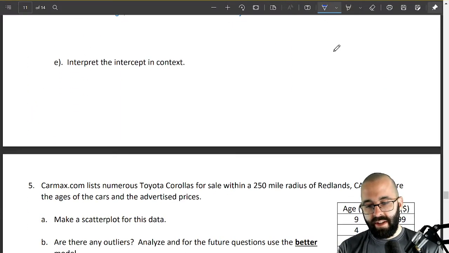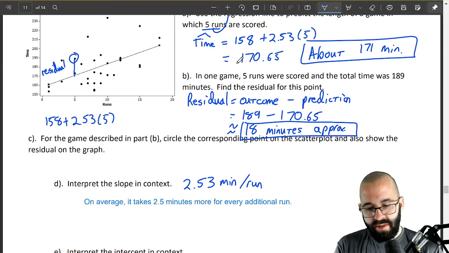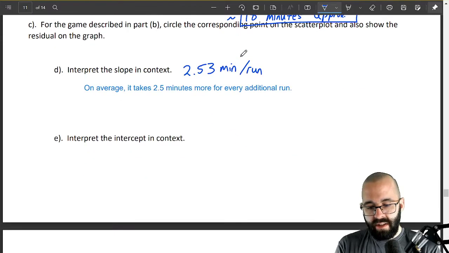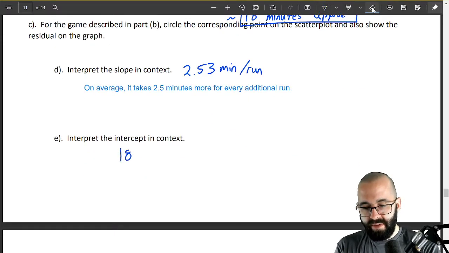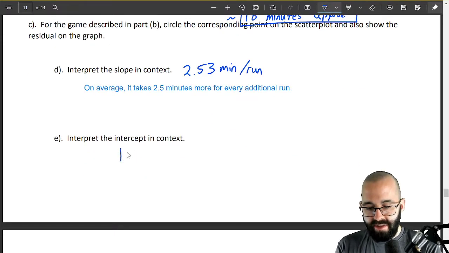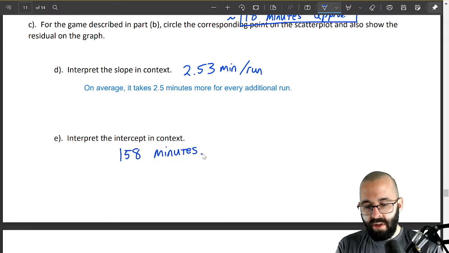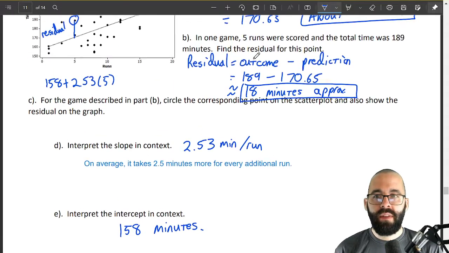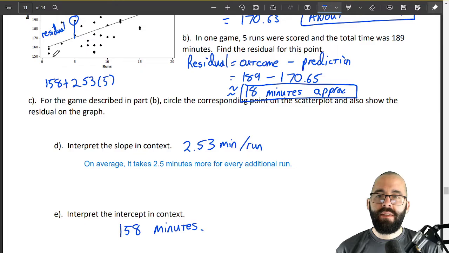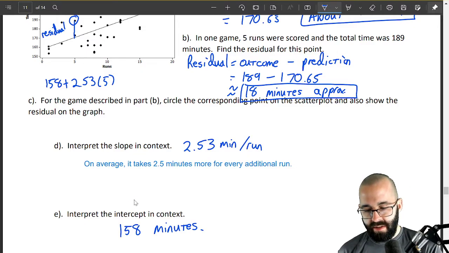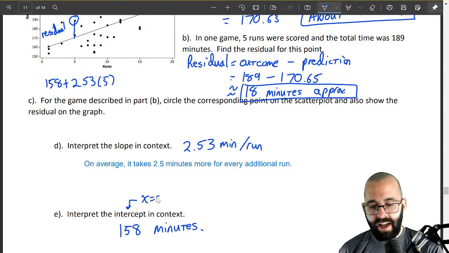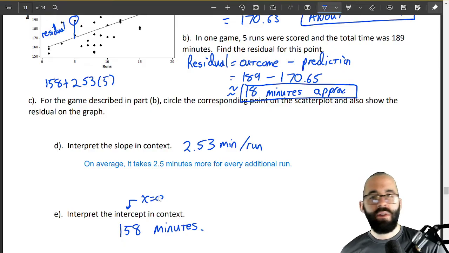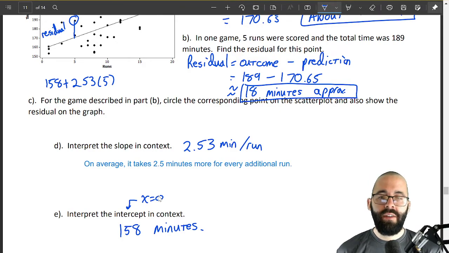Interpret the intercept. What is the y-intercept? The y-intercept is 158. 158, Jason? Minutes? The y-intercept is a y value, so the units are going to be the units of y. Another way of thinking about that is x equaling 0. If there are no runs, it takes about 158 minutes.